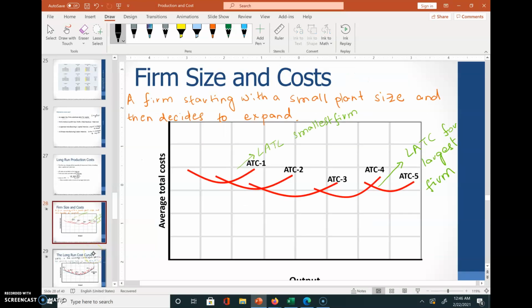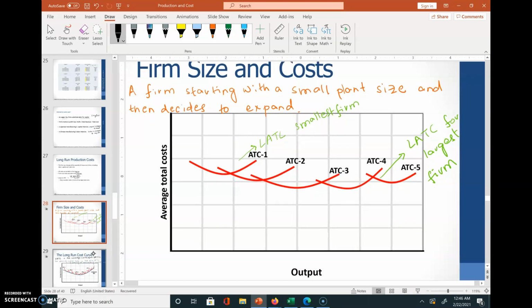Take a look at this slide here. I have long run average total cost on the vertical axis and the quantity of output on the horizontal axis. So a firm can start with a small plant size and it can expand the size of its production facility. So here we have a bunch of short run average total cost curves.